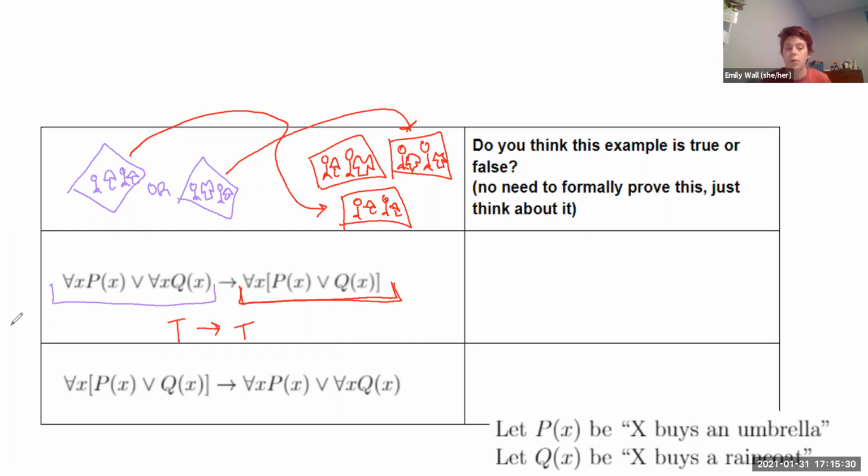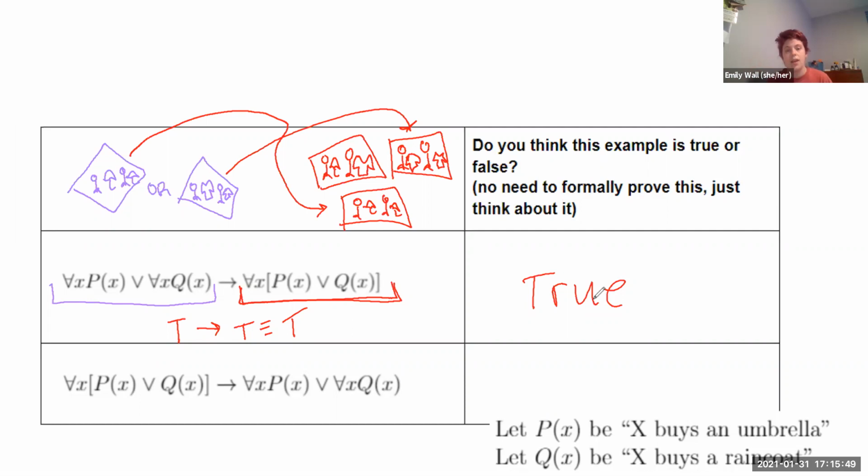Now we don't have to care about when the purple statement is false, because false implies anything is true, so that's fine. And true implies true, so check mark. True implies true is true, that's what I meant to say. So absolutely, this statement is true.